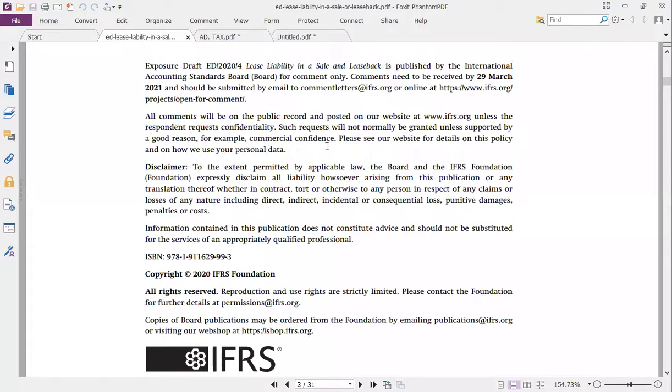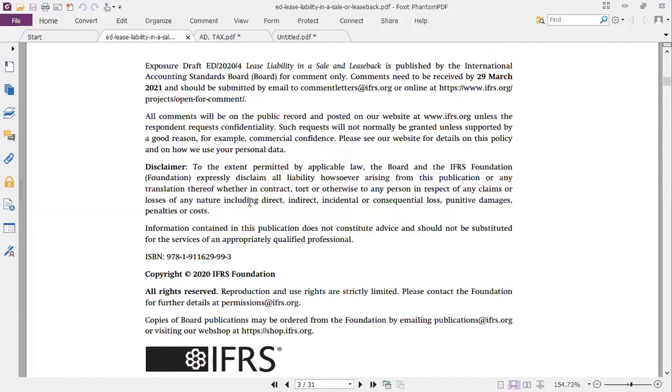Lease liability in the sale and leaseback is published by the International Accounting Standards Board for comment only. For what? Comment only. Comment needs to be received by what? 29th March. So let me have your comment, or you can also pass it. And it should be submitted by email to this particular mail.